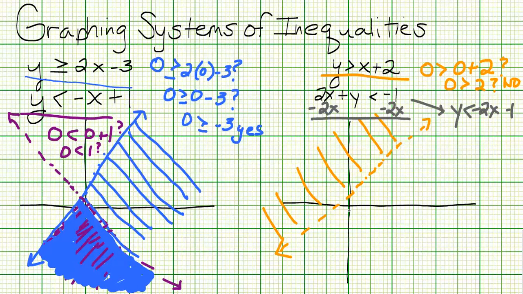inequality. It starts at negative 1 on the y-axis, and the slope is negative 2. So I'm going to go down 2, right 1, down 2, right 1. Or from this point, I could have gone up 2 and left 1. One move has to be negative. Going left is a negative move, and going down is a negative move. So as long as I have one of them being negative, I'm in good shape.